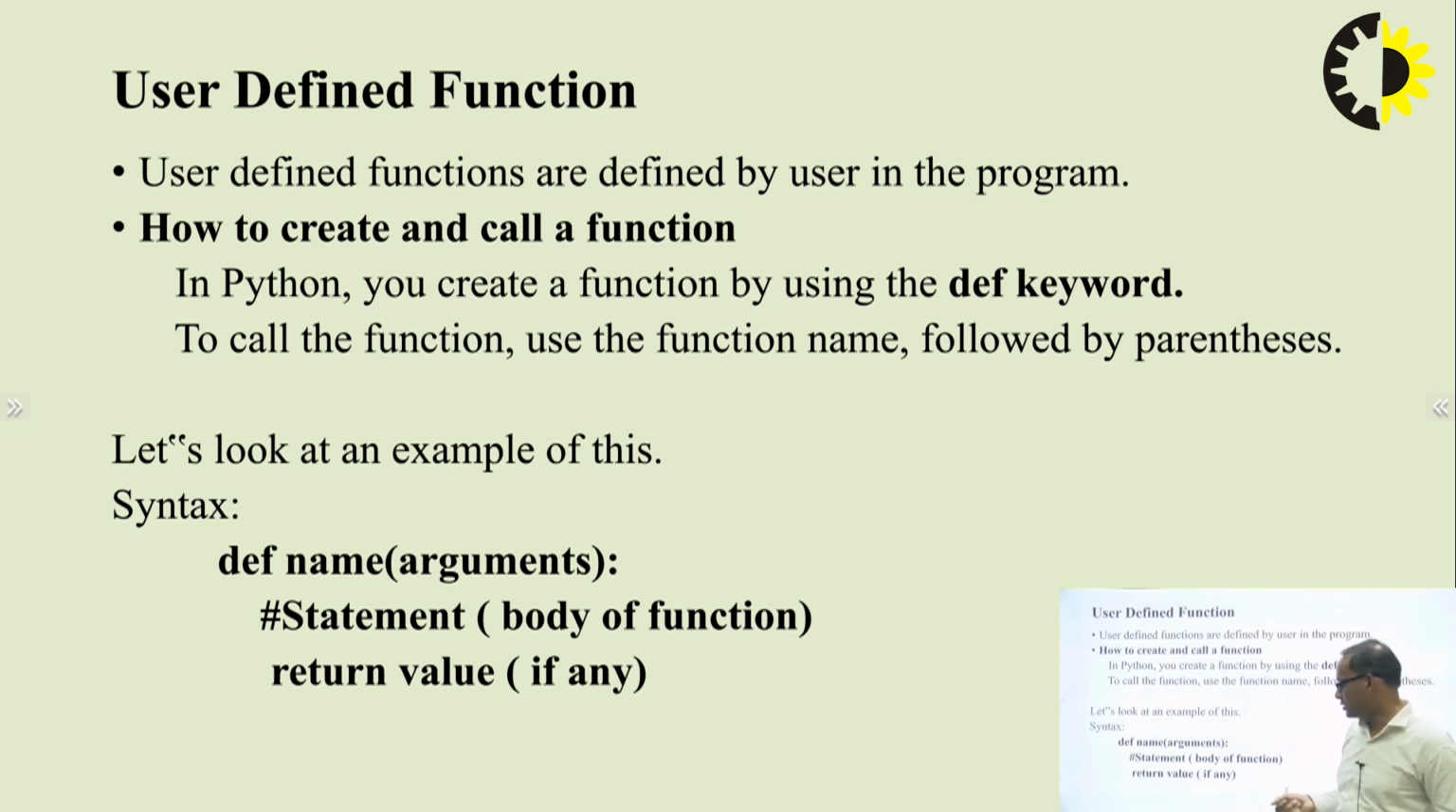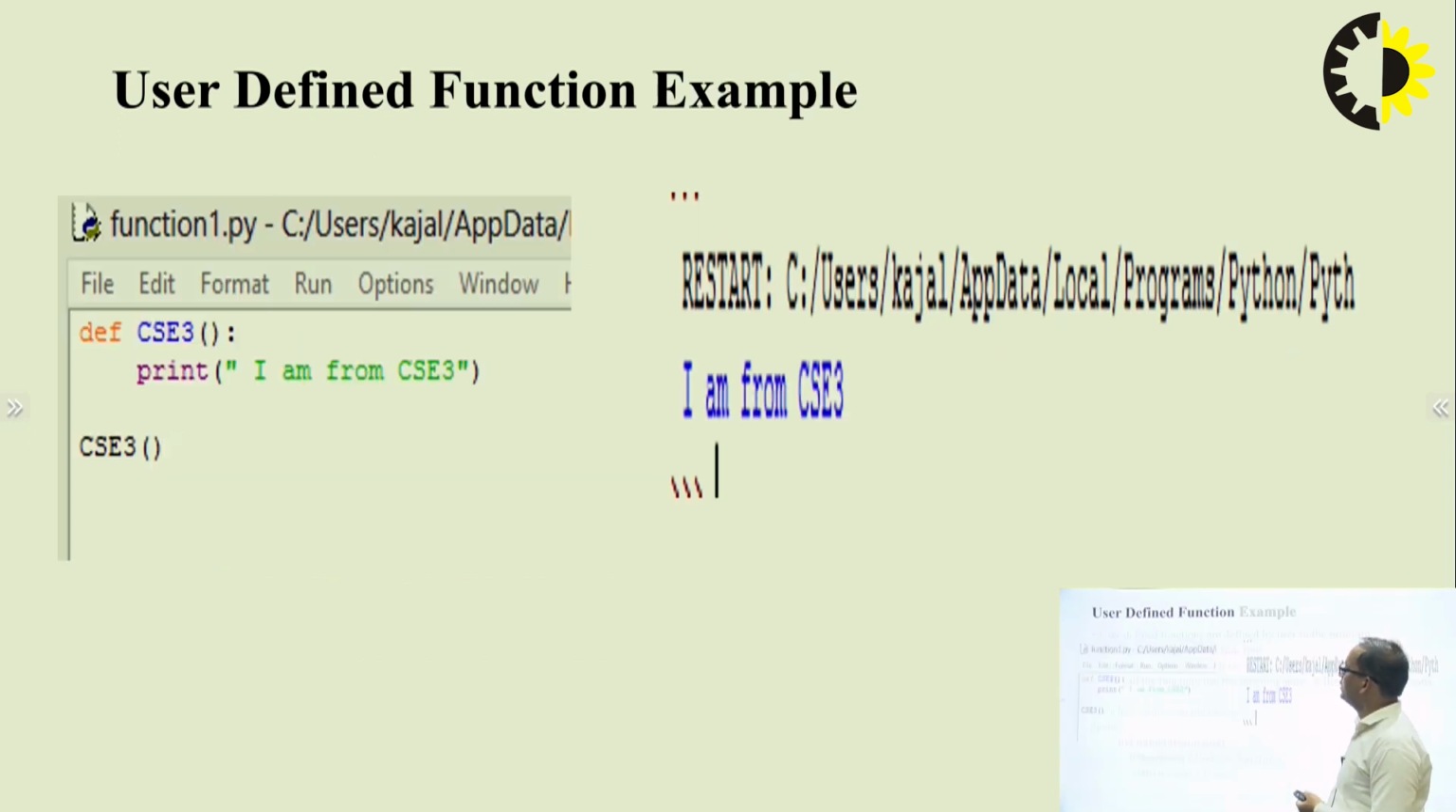At the end of the function, we use the return keyword if the function returns any kind of value. This is optional. This depends on the program, whether the function returns a value or not. If the function returns a value, then we will use the return keyword. So this is the basic syntax to define a function in Python programming language.